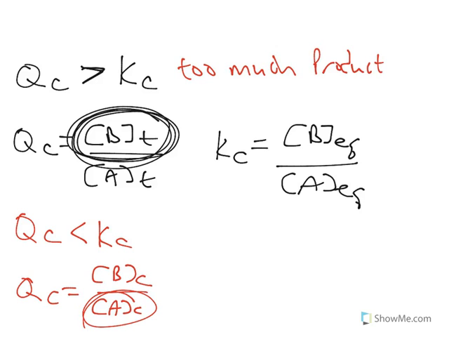So we're going to course correct by consuming the product and making the reactant. And if QC is too small, that means we have too much reactant. So we'll course correct and move towards the product side, consuming the reactant. So we can look at this mathematically by considering the following reaction.